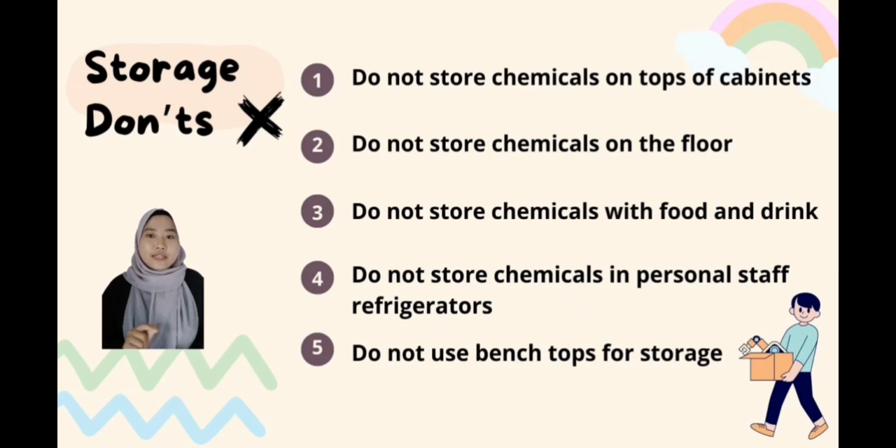Do not store chemicals on top of cabinets. Do not store chemicals on the floor or in the road area even temporarily. Do not store chemicals with food and drink. Chemicals can easily get into food if they are near it, so keep them separate and protect your food from contamination. Do not store chemicals in personal refrigerators, even temporarily.